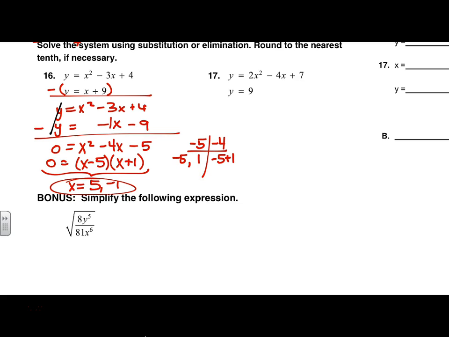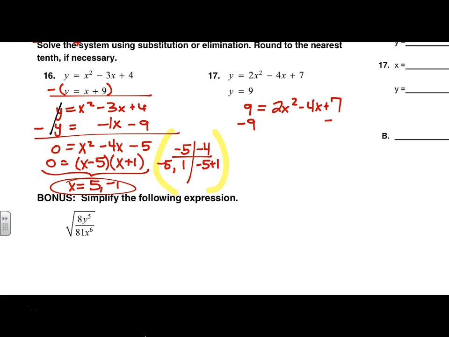Last but not least, for number 17, let me show the other method. The other method is to take one equation and set it equal to the other equation. What do I do with that 9? Am I allowed to leave it where it is? Nope. You've got to put it on the other side. So I'm going to subtract: 0 equals 2x squared minus 4x minus 2.